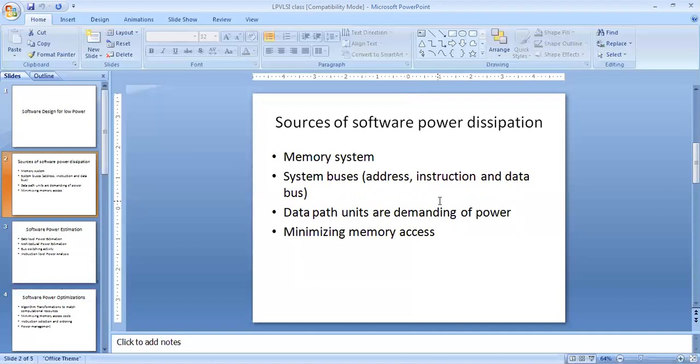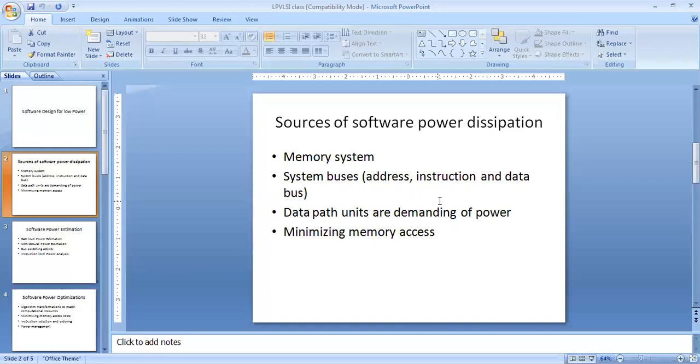Now, in order to go for low power design of software, first we should know what the sources of software power dissipation are. The first point is the memory system. The next one is system buses. The third one is data path units. The fourth one is minimizing memory access. Because of all these parameters, they contribute much of the power dissipation.